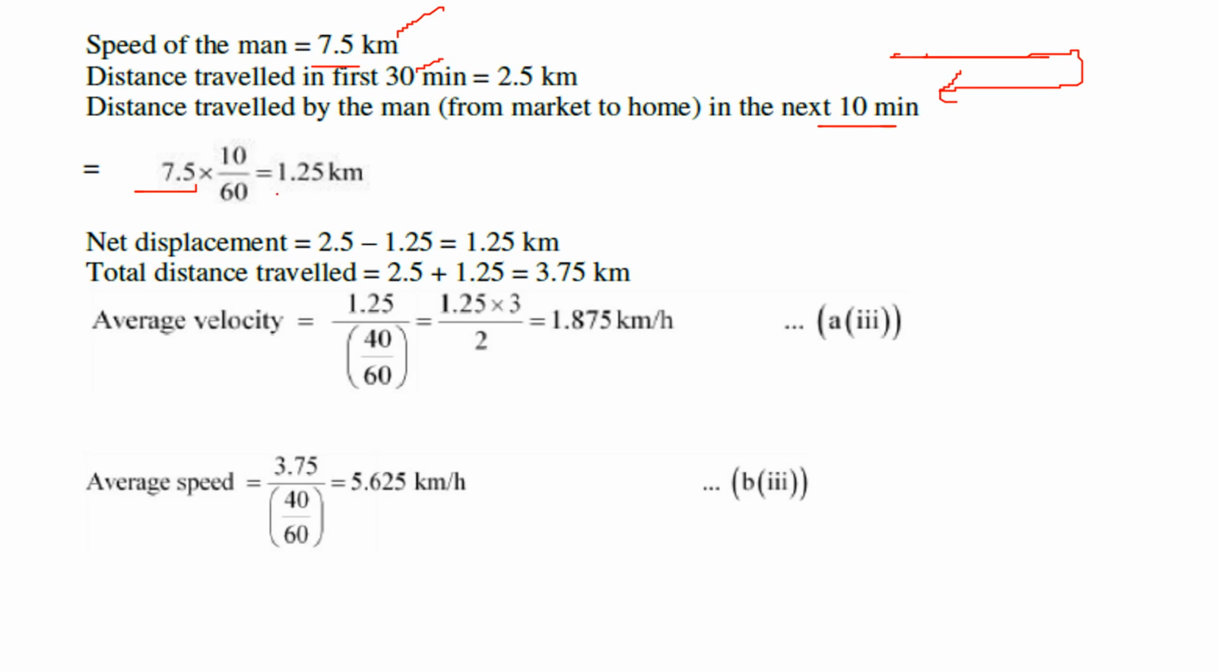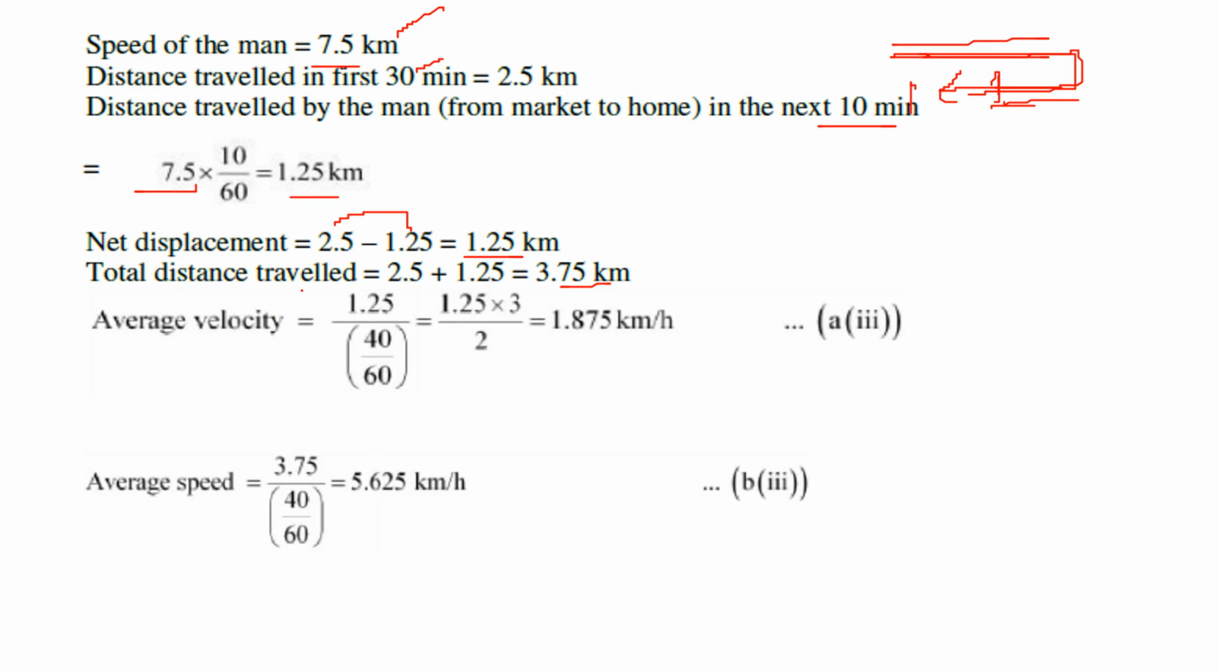So 7.5 into 10 minutes, 10 by 60, that is 1.25 km. Now he has come 1.25 km on this side. 2.5 is the total distance. So what is the displacement from this point to this point, which is 2.5 minus 1.25, which is 1.25. But what is the distance traveled? 2.5 is this one, the distance we are talking about. 1.25 is this one. So in all, the total distance traveled will be 3.75.